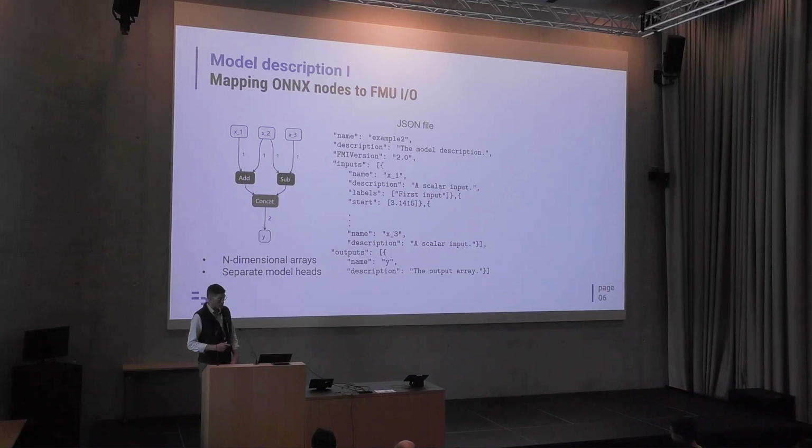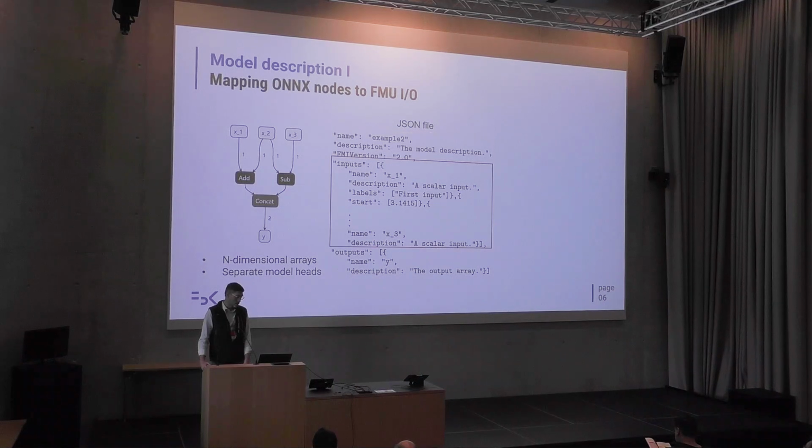To map this model to the XML model description of FMI, we opted for a very simple approach based on declaration of a JSON mapping of inputs and outputs. We have a first section where we declare the name of the model, a short description, and the type of the FMI version that we want. In this section, we may also specify all the capability flags that we want to enable or disable in an FMU, provided that we know what we are doing.